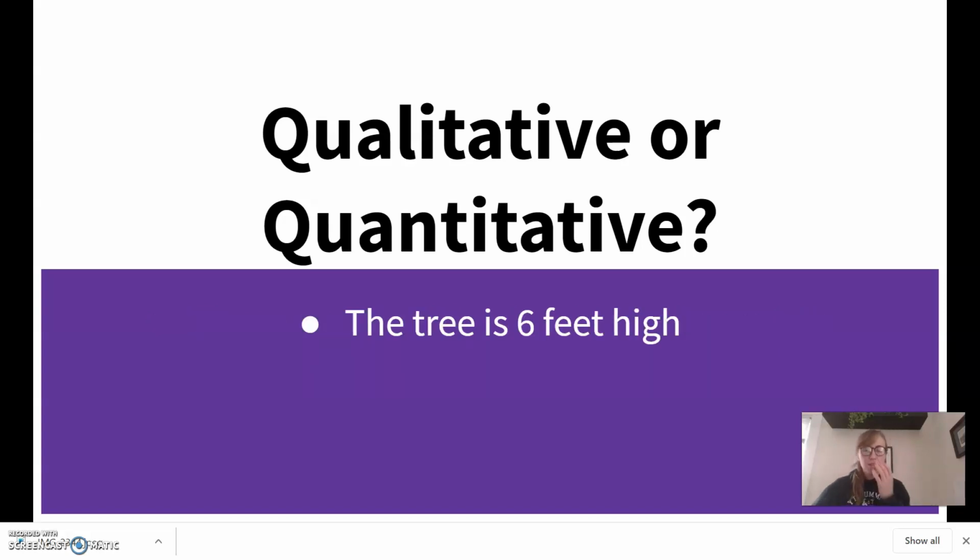All right, and last one, the tree is 6 feet high. Is this qualitative or quantitative? All right, and so that's another example of quantitative data because they are actually tracking a direct measurement and putting it in their notes.